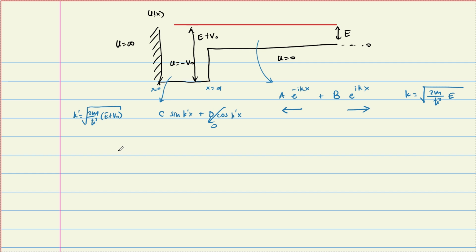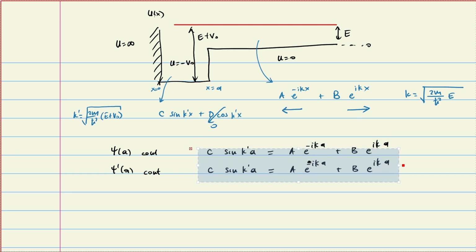Now we need to put the boundary conditions at a. Psi is continuous. That means c times sine k prime a is equal to A e to the minus i k a plus B e to the i k a. And psi prime is also continuous. When I take the derivative, this is going to be cosine, and there will be a k prime here. Similarly, I'm going to have minus ik here, and there will be a minus here.